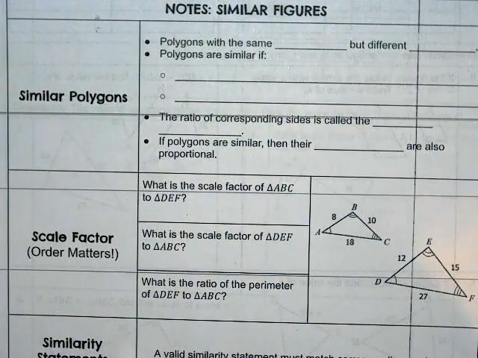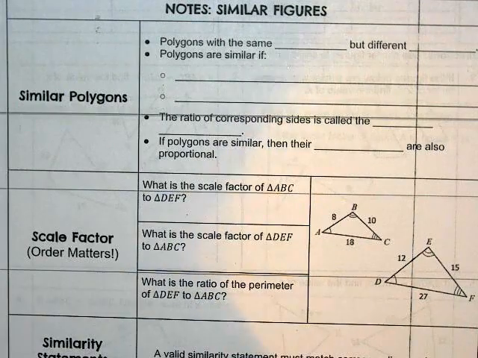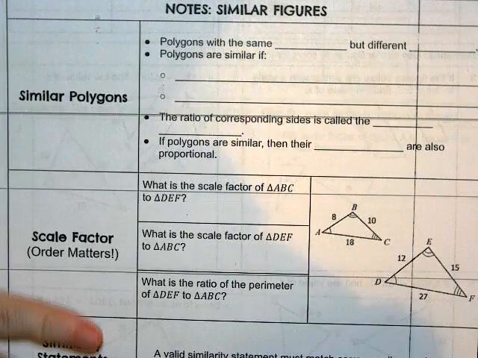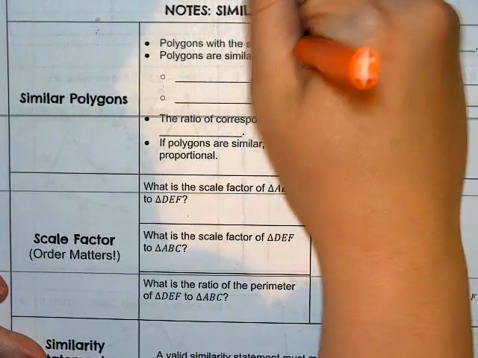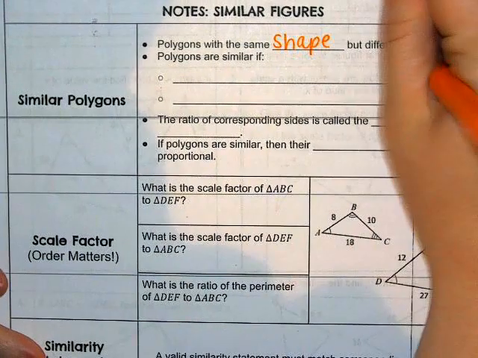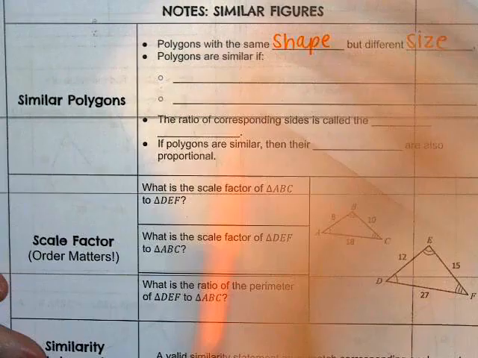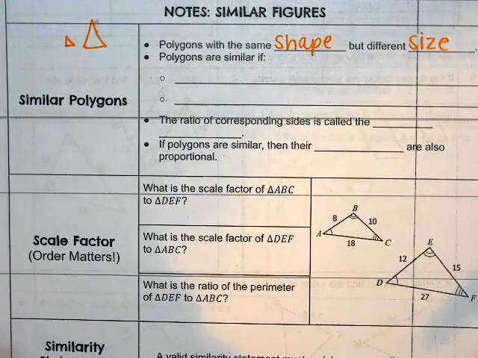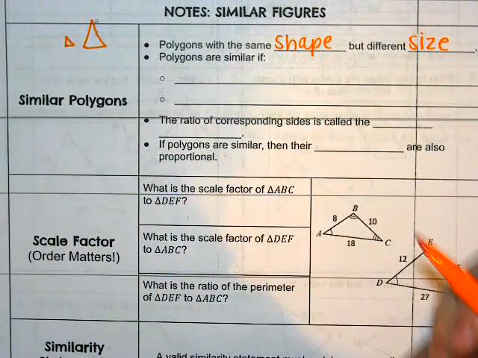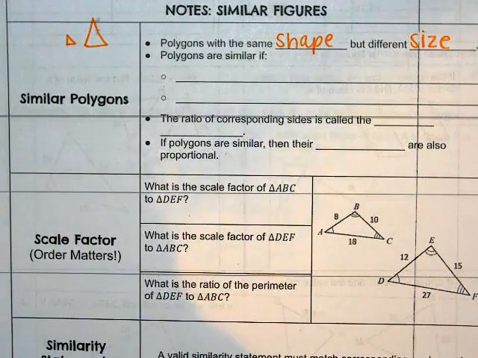So today we are going to talk about similar figures. But first, before we start talking about similar figures in practice, we have to define the parts that go with similarity. So in order to be similar, a polygon has to have the same shape, but a different size. So these triangles here are obviously both triangles, but they are different sizes. They are similar polygons, but they are not congruent.